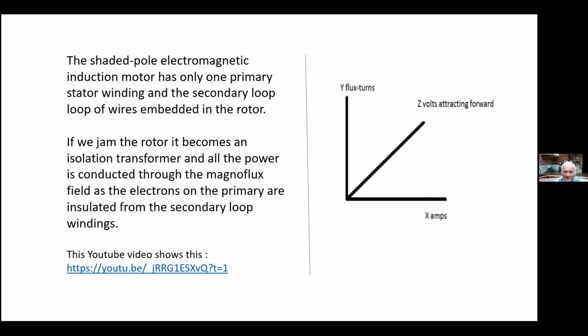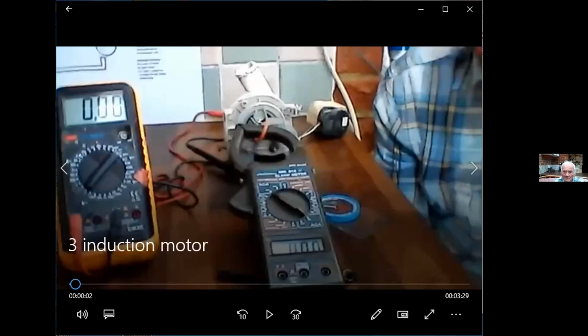Here we can see a shaded pole electromagnetic induction motor has only one primary stator winding and a secondary loop of wires embedded in the rotor. If we jam the rotor, it becomes an isolation transformer, and all the power is conducted through the magnoflux field, as the electrons on the primary side are insulated from the secondary loop windings. So we now look at a video of what an induction motor looks like.